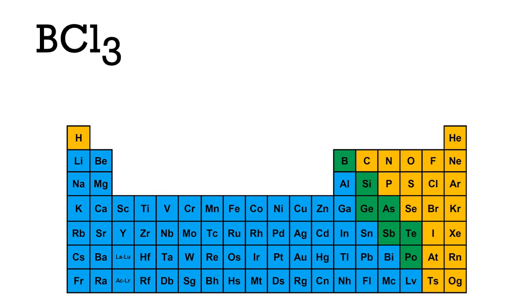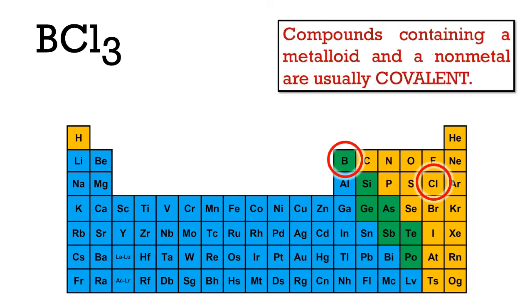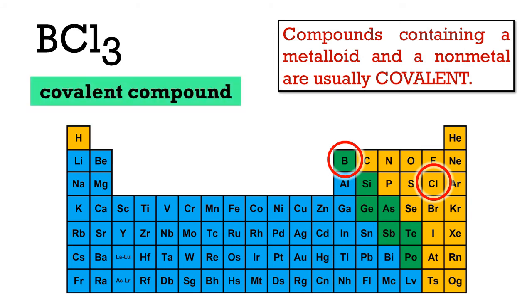Now let's classify this one, BCl3, or boron trichloride. We have two elements here, boron (B) and chlorine (Cl). Boron is a metalloid, while chlorine is a nonmetal. We have a different case here: a metalloid plus a nonmetal. So is this compound ionic or covalent? For compounds containing a metalloid and a nonmetal, they are usually classified as covalent. Therefore, BCl3 is a covalent compound.